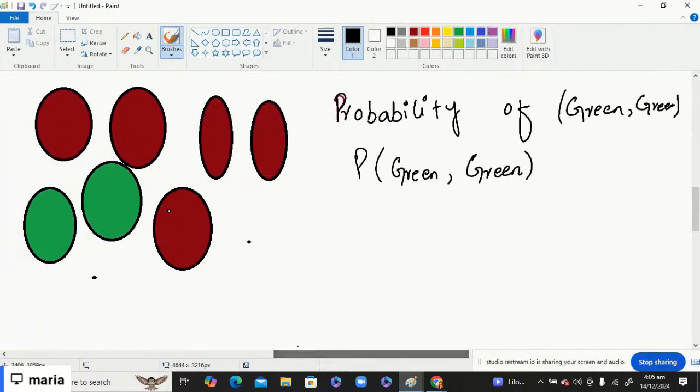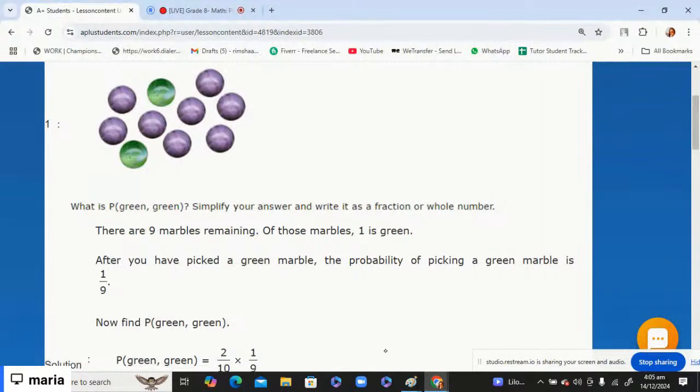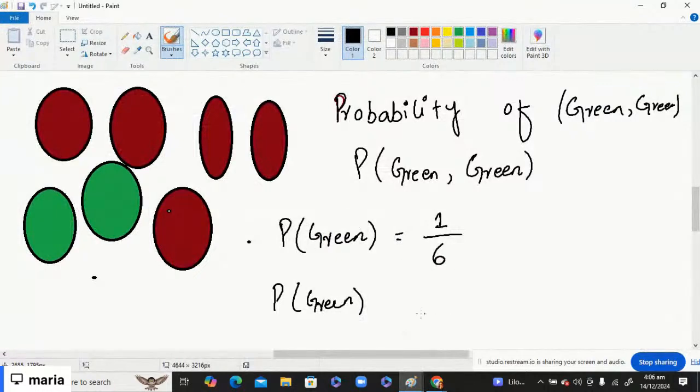Okay, so first of all, when we are choosing the P of green, we pick up one green marble. So what are the remaining marbles? When you pick up the one green marble, the remaining are 6. So the total is put in the denominator and one is put on the top. Now what is the probability of green? Because now you are going to choose the next green for picking up. So how many total green are there?